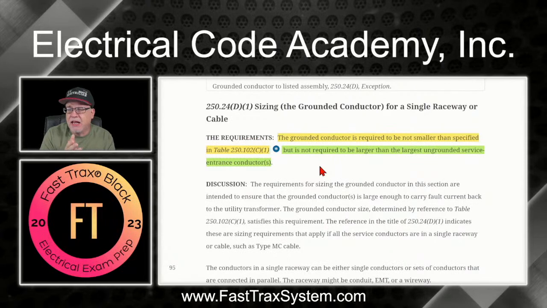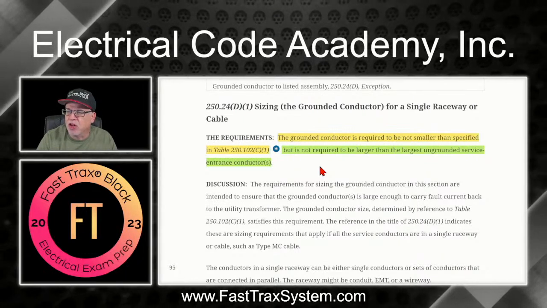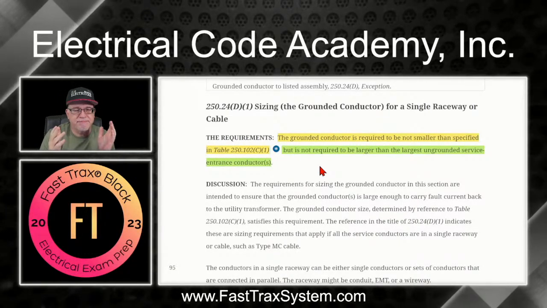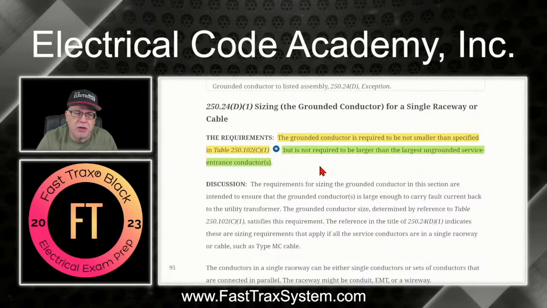250.102(C)(1), and it was going to tell me the minimum size of that grounded conductor, but in no case does it have to be larger than what? The largest ungrounded service conductor. Never has to be larger than that. So it would never have to be larger than 600 kcmil. Make sense? So that's the importance of this statement. Again, we're talking one raceway.